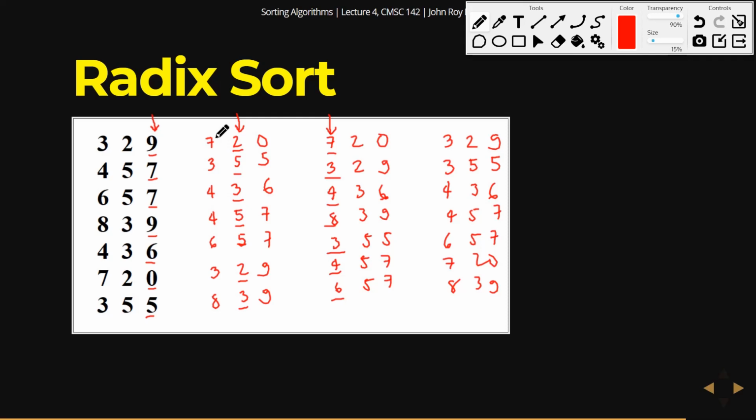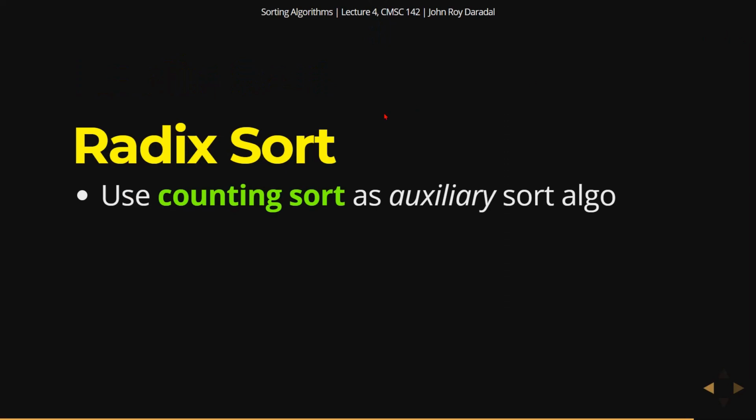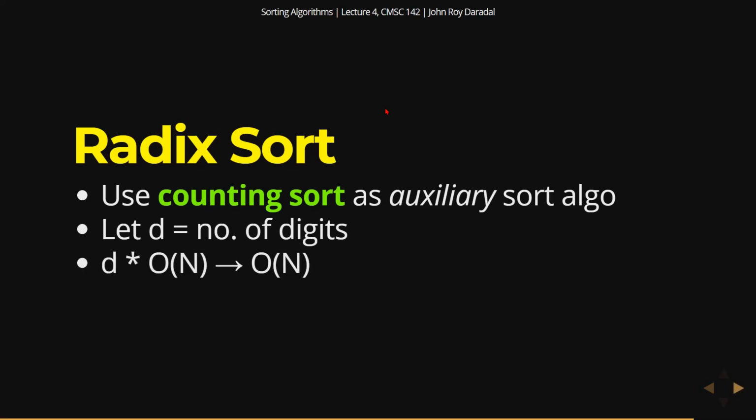Okay, so that is Radix sort. You sort through the least significant digit first, arrange them according to this one, and then the next one, and then the next one, using stable sorting. You could even use counting sort as the auxiliary sorting algorithm, because we know that the range is only from 0 to 9, and it's also stable, right? Let's say that D is the number of digits, so that would be D times O of n, because counting sort runs in O of n. If D is constant, then it's still about O of n. So it's still a linear time sorting algorithm.